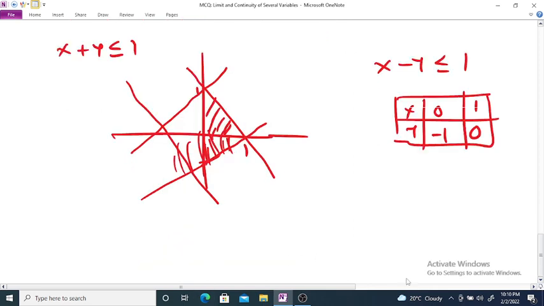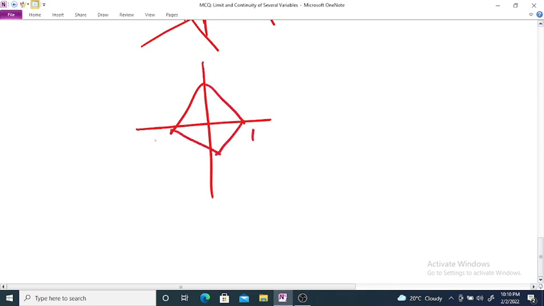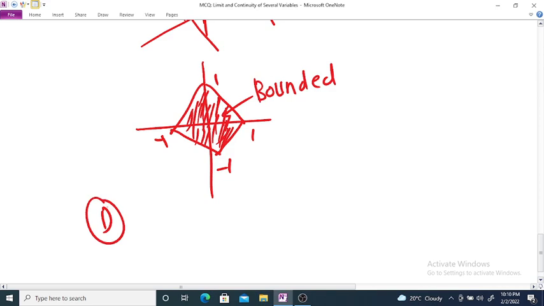So you will get a diagram like this. Okay, this is 1, minus 1, 1, minus 1. So all the points inside it form a kite. So this set is what? It is a bounded set.